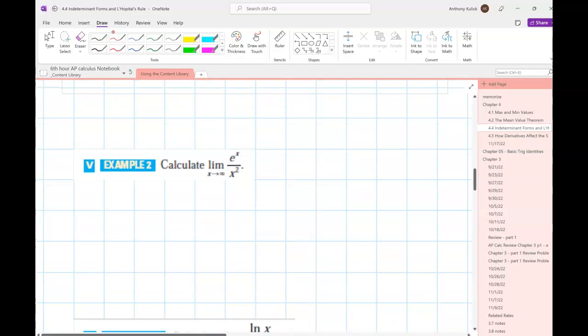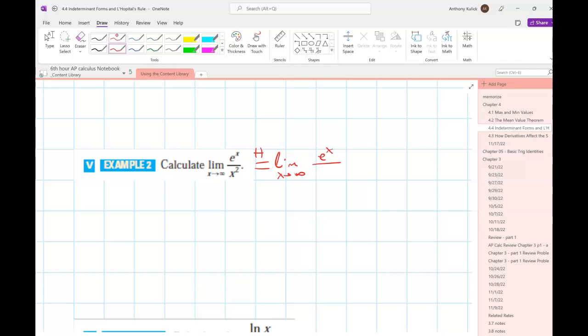Let's do another. First thing we check: is it indeterminate? Okay. If I do direct substitution, what do I get? Okay, which is just infinity over infinity. Looks good. Let's do it. Indeterminate form. Well, L'Hopital. What's the derivative of e to the x? What's the derivative of x squared?